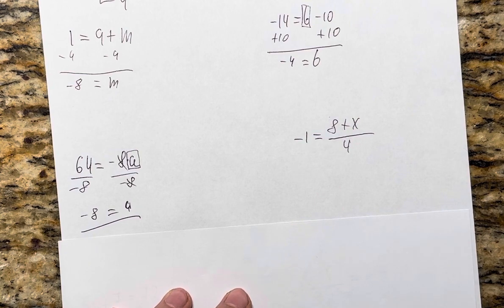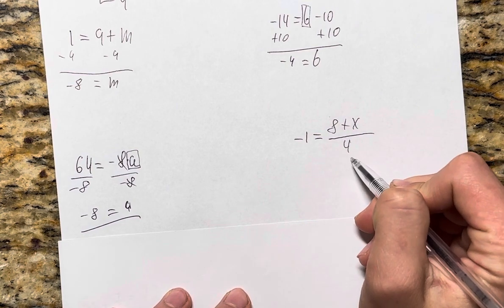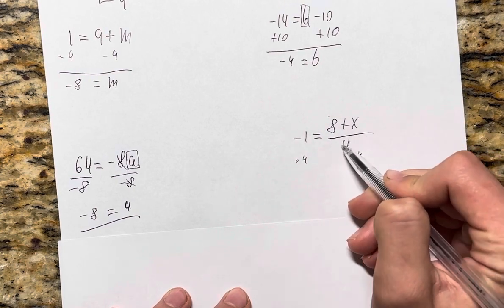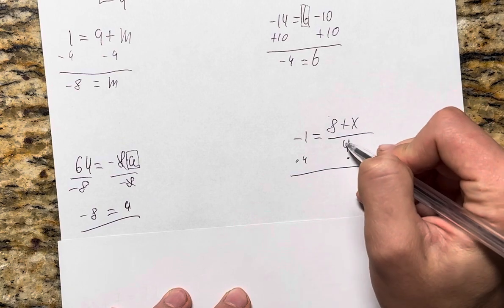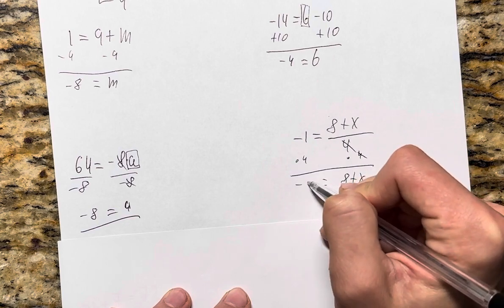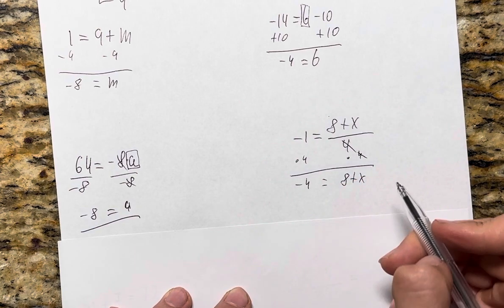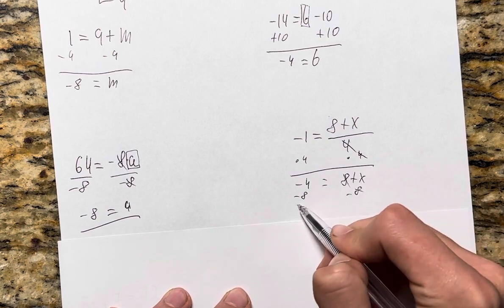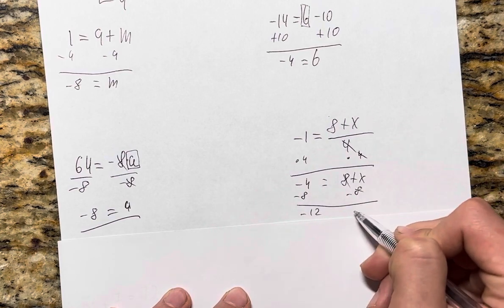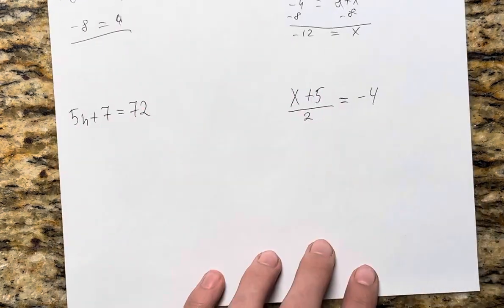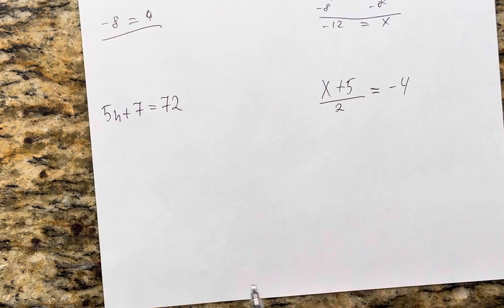First, what we have to do is multiply each side by 4 to get rid of this divided by 4. We'll get 8 plus x equals negative 4. And now we can subtract 8 from each side to get rid of this 8. And we'll get negative 12 equals x. That's your answer.